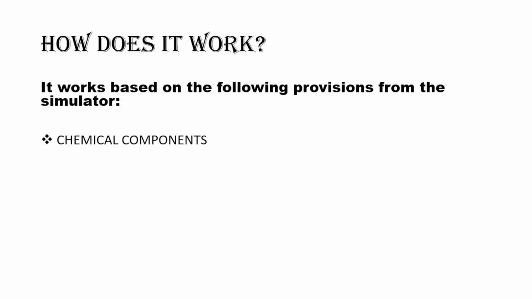So at the end of this course lecture, you are going to know how to specify chemical components. Yes, any chemical component that will be present within your plant, the plant or process that you want to mimic, needs to be specified.